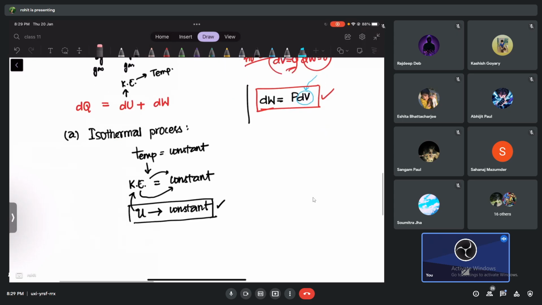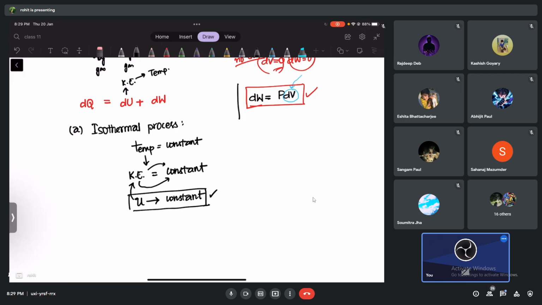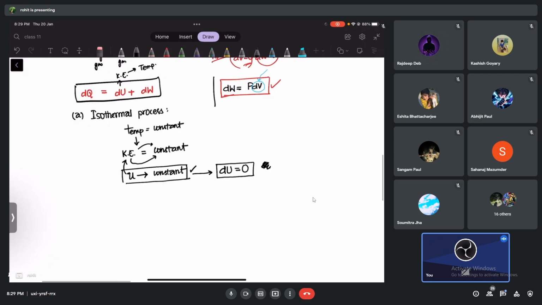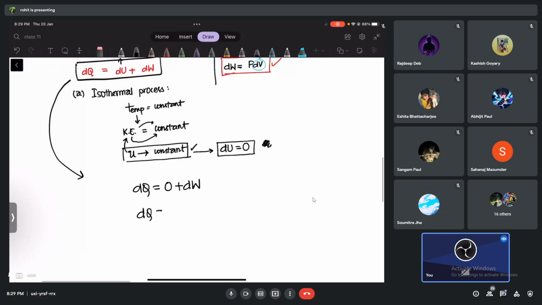So now think and tell me, what will happen to our equation? What will be 0? dU. That means the change of internal energy will be 0, which means kinetic energy remains constant. So dQ will be equal to what? 0 plus dW. Indirectly I can write dQ equals dW.